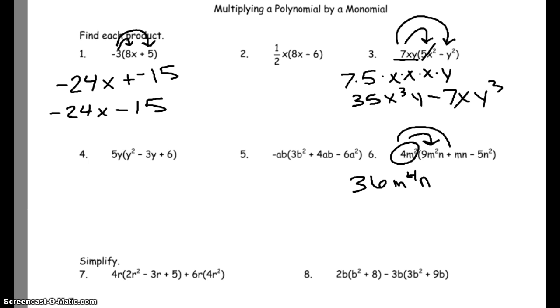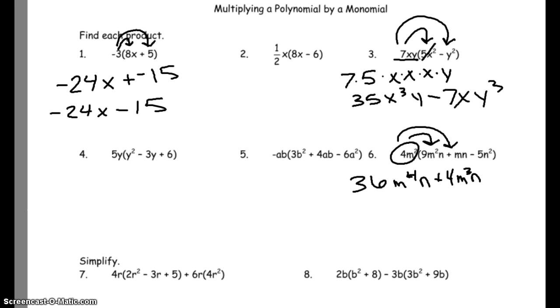And we're going to continue distributing evenly. So 4 times 1 would give us a plus 4m cubed, because we have 1 m inside our parentheses and 2 outside. And then we're still going to have an n.